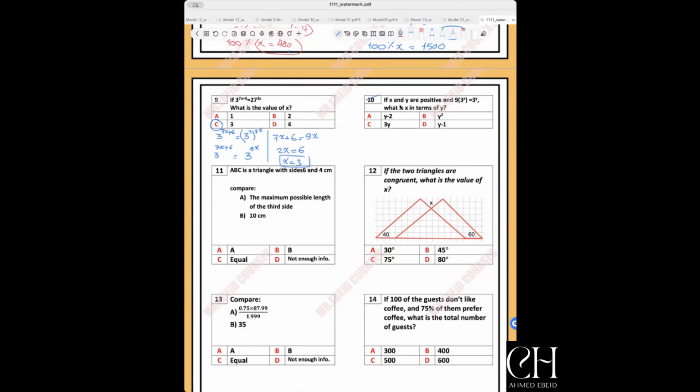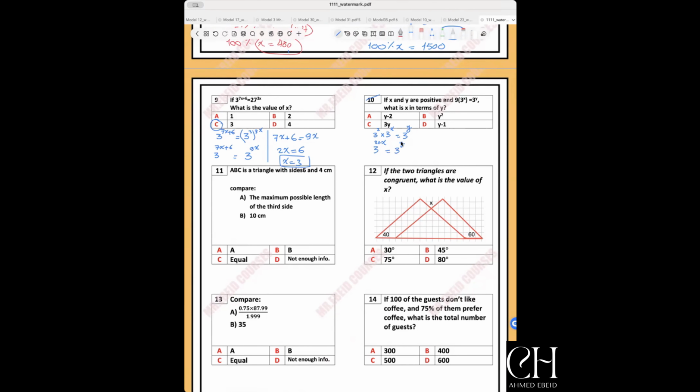Question 10. If x and y are positive and 9 times 3 raised to the power of x equals 3 power y, what is the value of x in terms of y? In this question, we can write 9 as 3 squared. So this is 3 squared times 3 power x, which is equal to the right-hand side, 3 power y. The same bases and a multiplication sign, it means you can add exponents. So 3 power 2 plus x is equal to 3 power y.